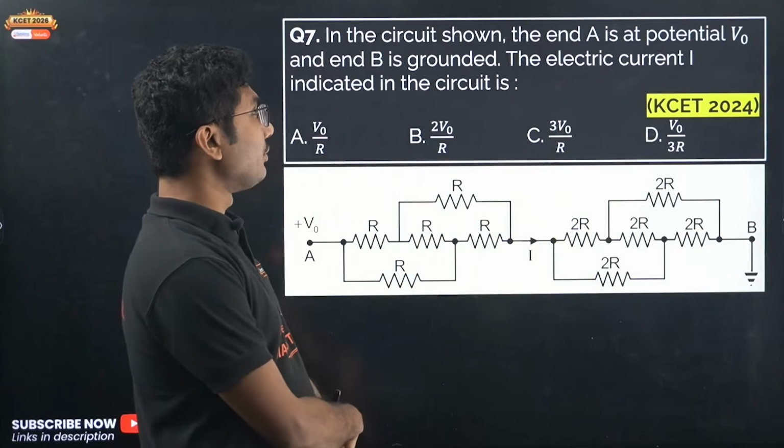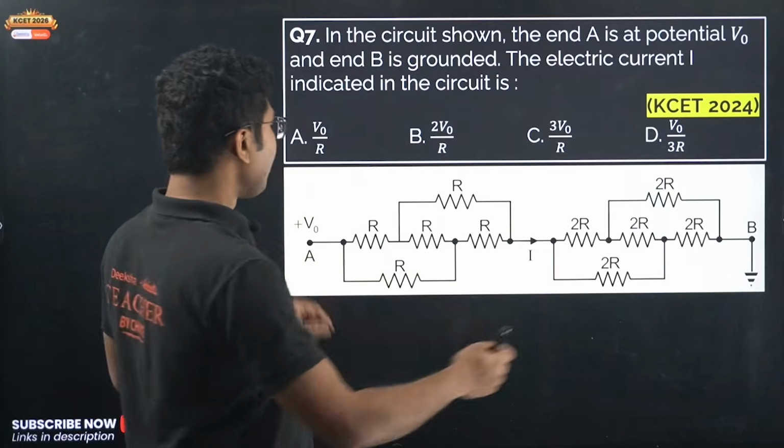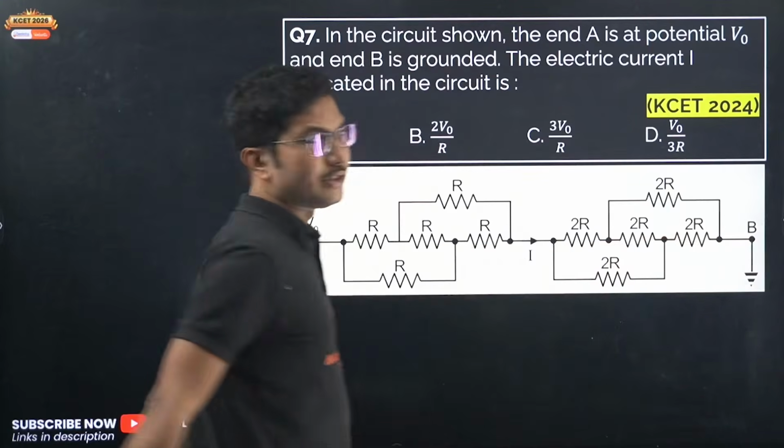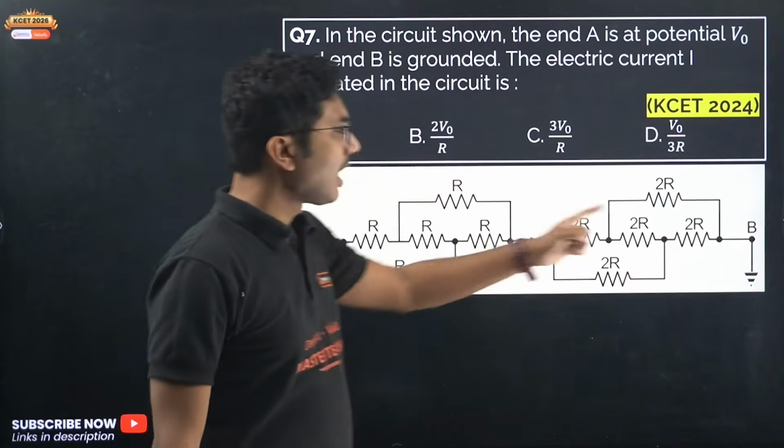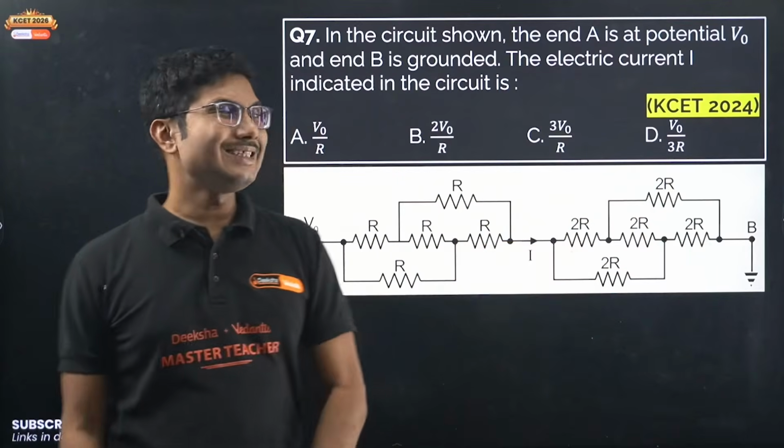In the circuit shown, the end A is at potential V0 and end B is grounded. So basically the voltage difference between these two is V0. One side is V0, another side is grounded, which means it is 0. So the voltage difference is V0.